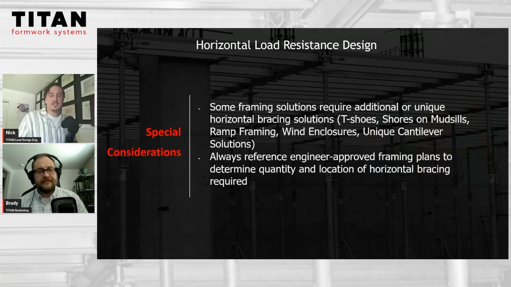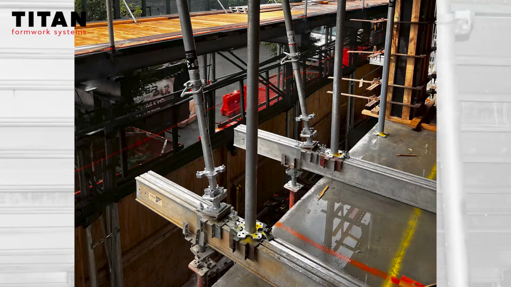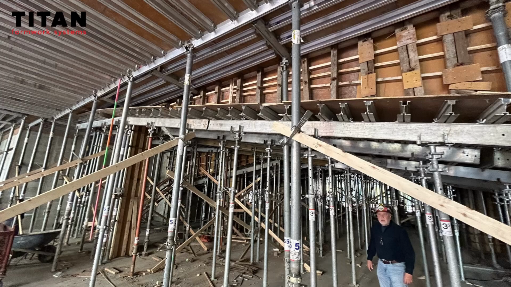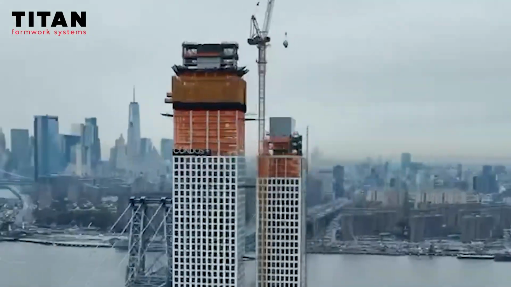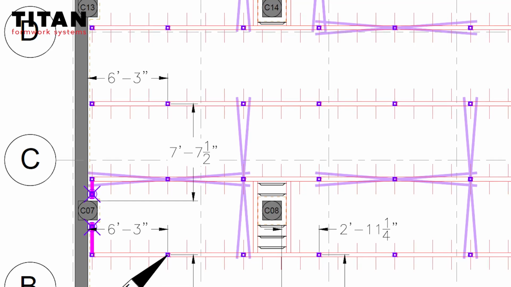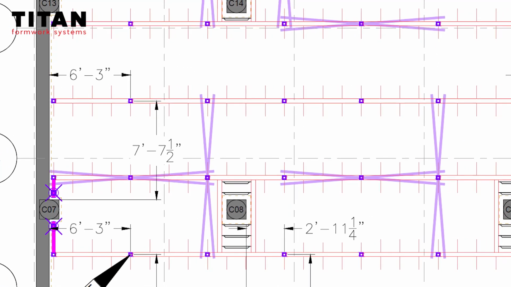And lastly, I just wanted to briefly mention some unique framing situations that might require special considerations with lateral resistance. Situations such as T-shoe cantilevers, shores on mud sills, framing for ramps, shores standing on slopes, wind enclosures around the perimeter, and any unique cantilever solution beyond a typical cantilever. They may require additional bracing beyond what your floors typically need. And as always, your Titan shop drawings will provide a safe and efficient bracing solution regardless.